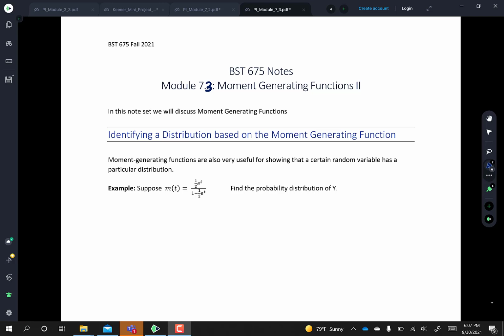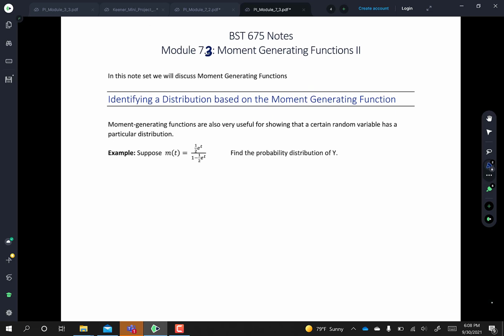In this set of notes, we're going to continue our discussion of moment-generating functions. If you remember, one of the really useful aspects of a moment-generating function is that it acts like the fingerprint for a distribution. So if you know the moment-generating function, you can then figure out how a random variable is distributed.